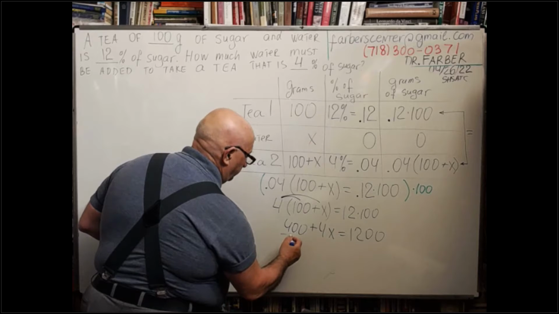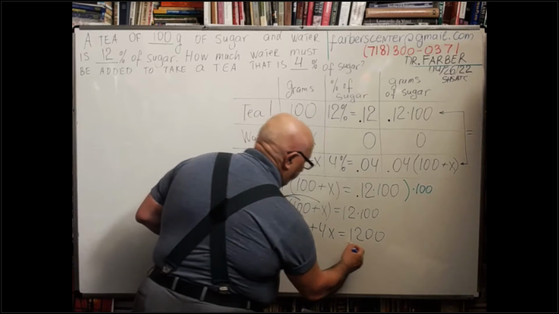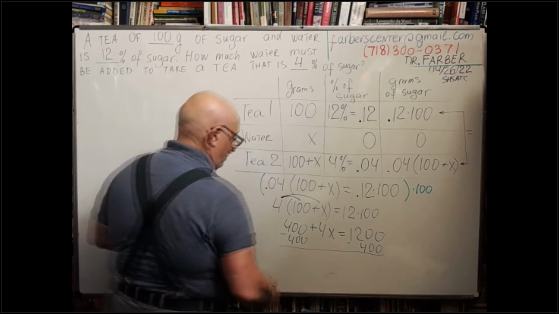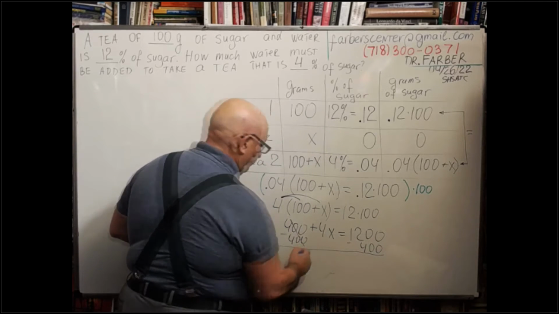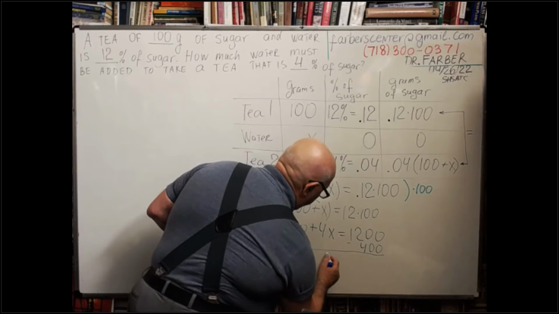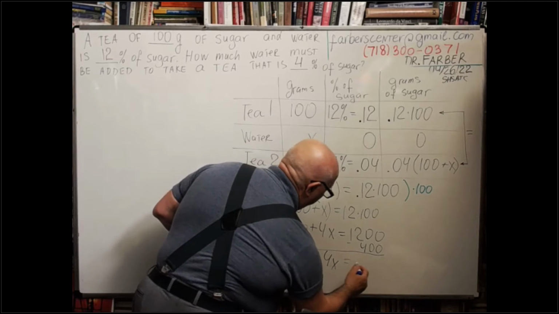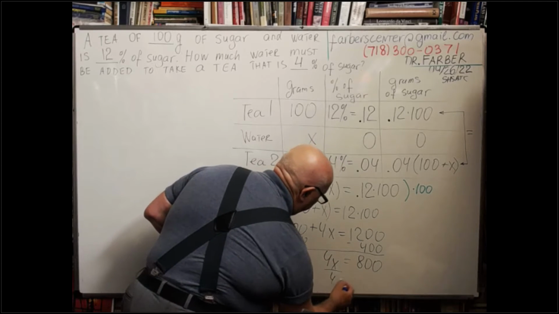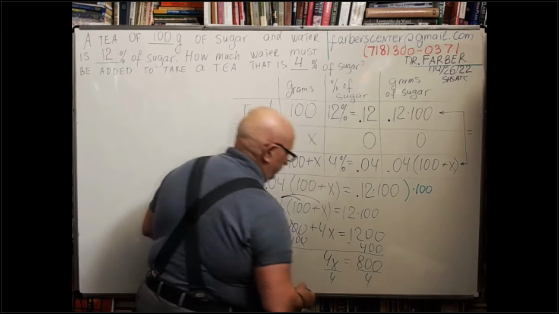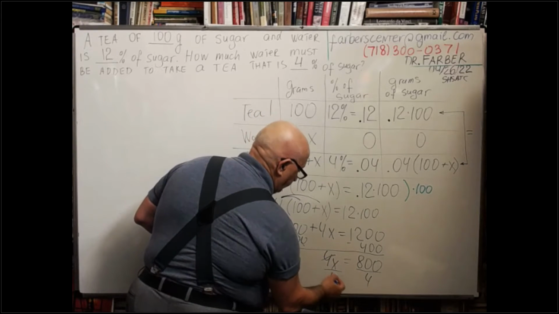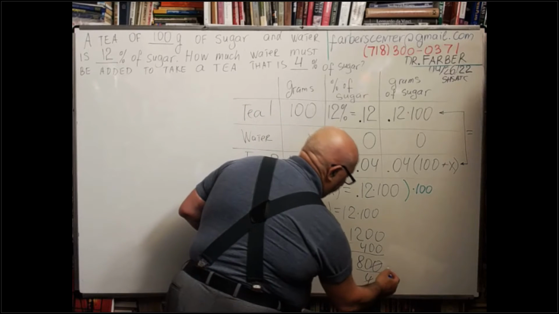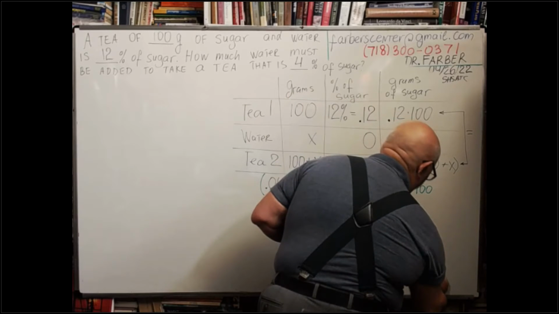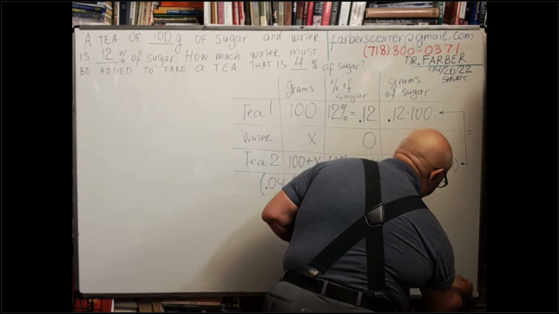Minus 400 and minus 400. Cancel out. Bring down 4x equals to 800. Divide by 4 both part. I use inverse operation, sorry. And this will be 200. And the answer is x equals to 200 grams.